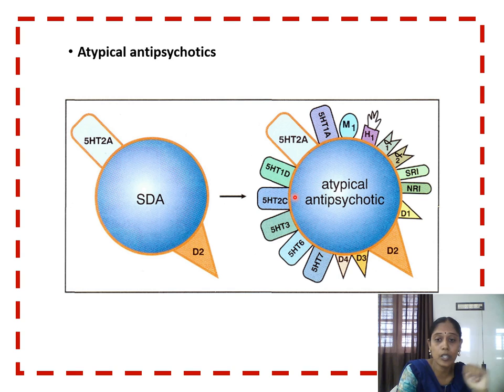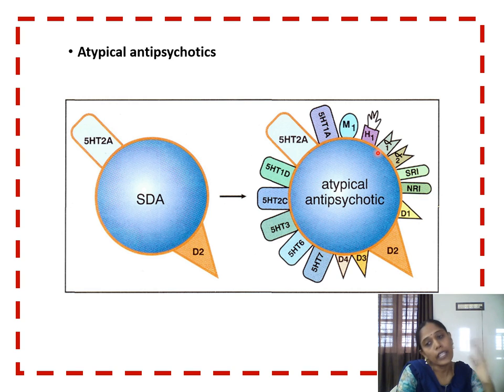So atypical antipsychotics, multiple receptor action. Predominantly they antagonize the 5-HT2A receptors, which is responsible for controlling the negative symptoms of schizophrenia. Also D2 blockade will be there, weaker action on D2, right? So we can see multiple receptors. Some have actions like serotonin reuptake inhibition, norepinephrine reuptake inhibition. SRI stands for serotonin reuptake inhibition. NRI stands for norepinephrine reuptake inhibition.